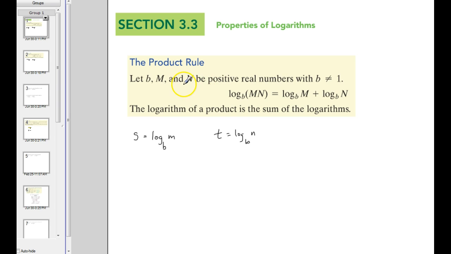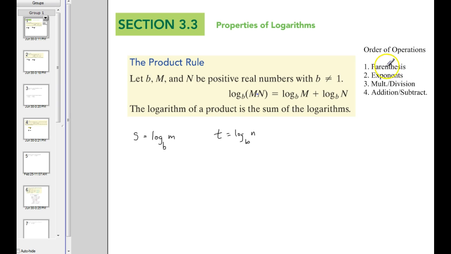The product rule. What you're going to see with these properties is we take the inputs of these logarithms and we change basically what's going on here. We've got multiplication going on and we're ending up with addition. It's kind of like the order of operations, and we move things down. Now parentheses is top dog in the order of operations.